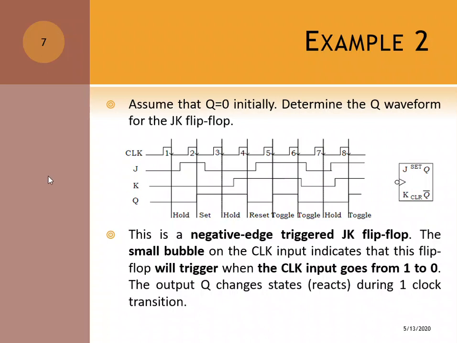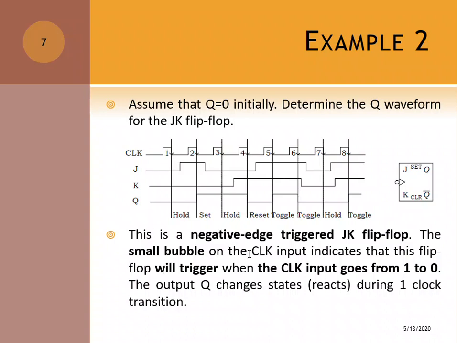Okay, example 2, assume that Q equal to 0 initially. Determine the Q waveform for the JK flip-flop. Okay, kita cuba tengok yang ni. Yang ni adalah negative edge triggered. Okay, kalau you tengok beza dengan yang tadi, now clock dia ke bawah. Anak panah dia. Okay. So, perubahan akan berlaku apabila anak panah ni jatuh ke bawah.